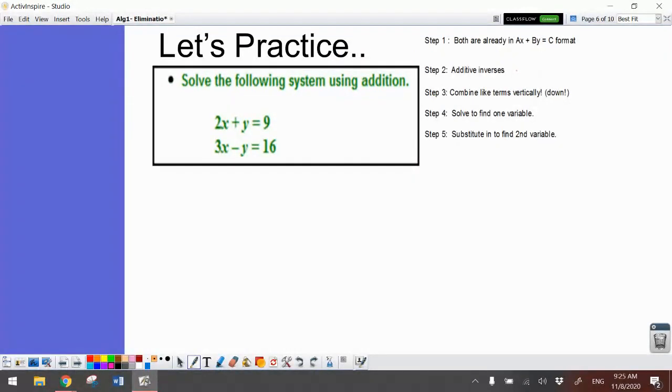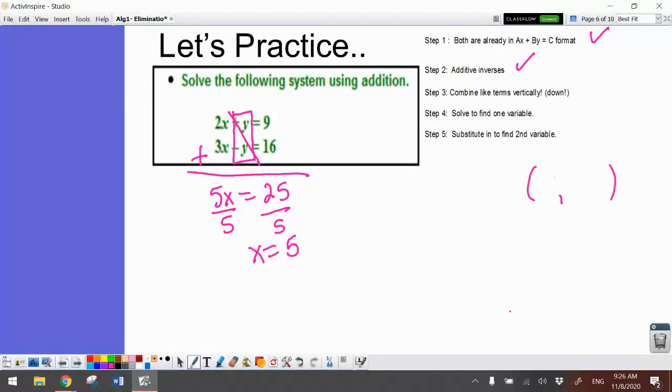All right, so are they in standard form? 2x plus y equals 9, 3x minus y equals 16. Yep, that worked out pretty well. So they are in standard form. So now I'm going to look for additive inverses. Do I have opposites? Well, look at your x's. Are those opposites? Nope. The y's are opposites this time. So I am going to box them and cross them out because they are gone. I'm going to draw a line and I'm going to add down. 2 plus 3 is 5. 9 plus 16 is 25. Divide by 5. X is going to equal 5. So I have my first part of my answer.